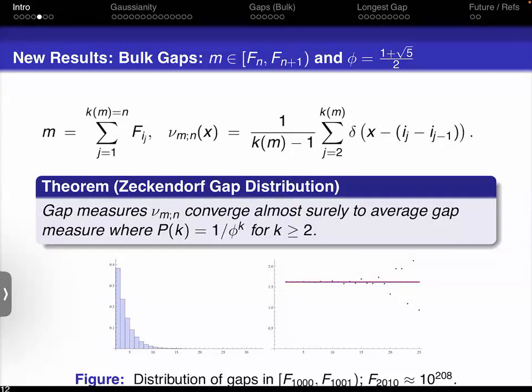So if I have F7, do you think I'd ever have F8 as my next summand in a Zeckendorf decomposition? No, because the Zeckendorf theorem says it's a non-adjacent decomposition. So clearly, I'm never going to have a gap of 1 index. But I could have a gap of length 2 or length 3 or length 4. How often does each gap happen? On average, what's the average gap size?